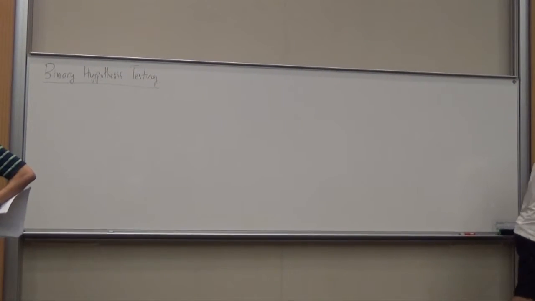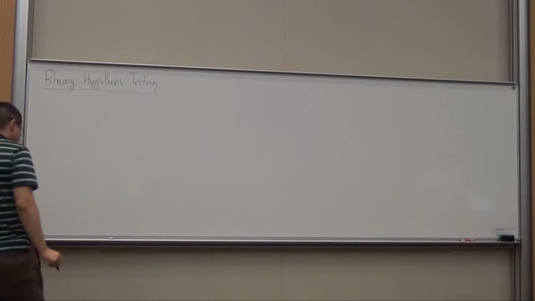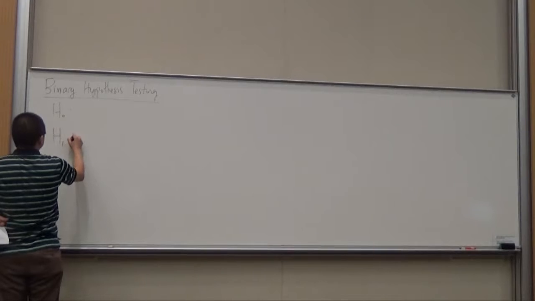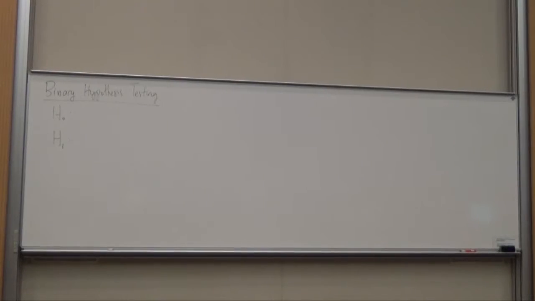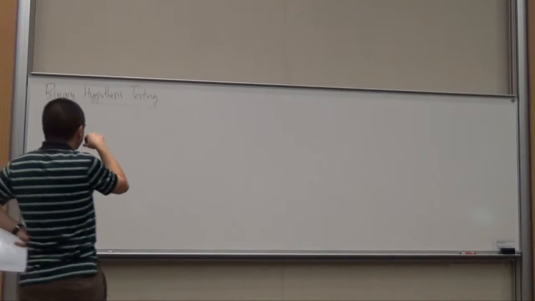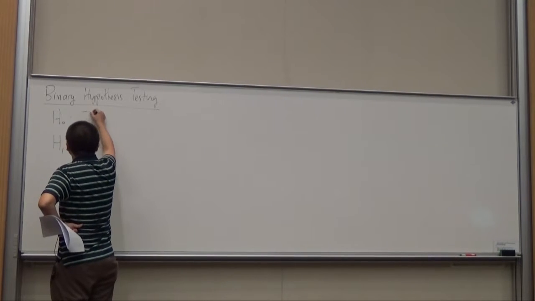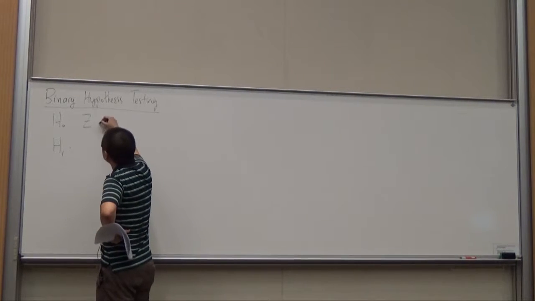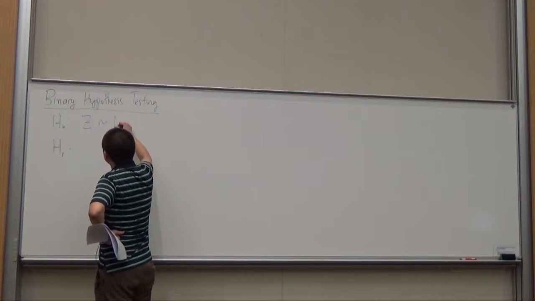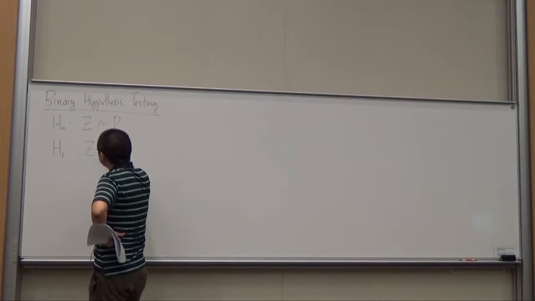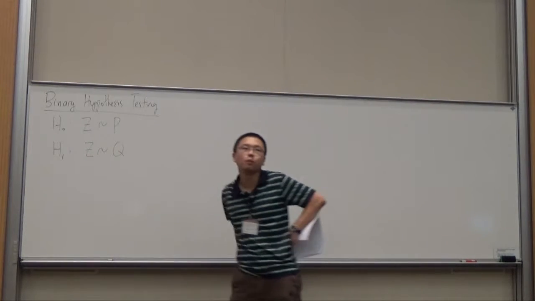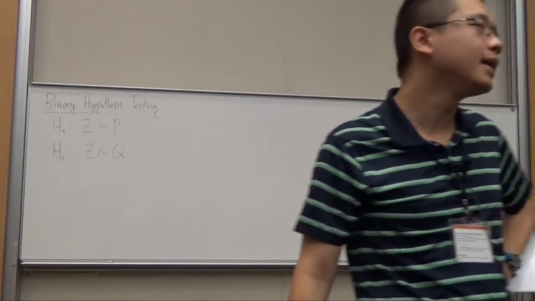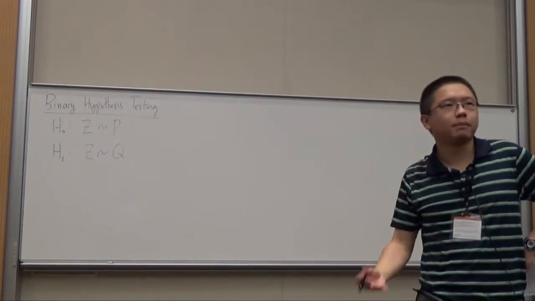In binary hypothesis testing, we have two hypotheses, which we typically call the null hypothesis and the alternative hypothesis. In the null hypothesis, there is a random variable, but we do not know what its distribution is. In the null hypothesis, the random variable is distributed as P, and in the alternative hypothesis, the random variable is distributed as Q. So P and Q are assumed to be different, of course, otherwise things get very boring. So there are two hypotheses that are different.